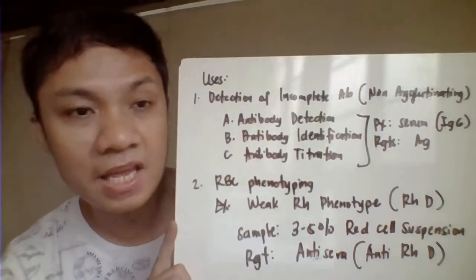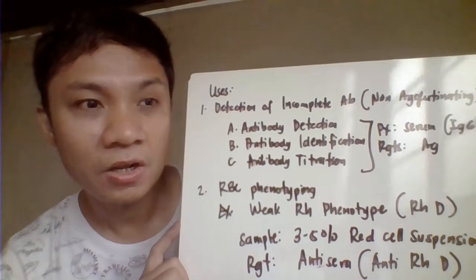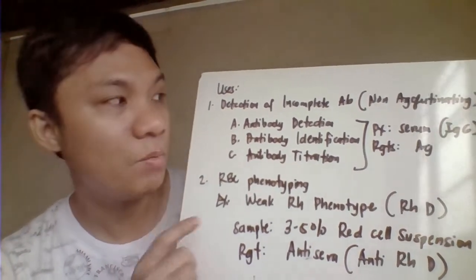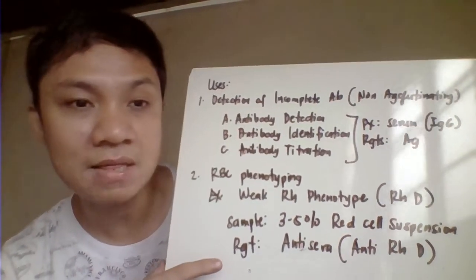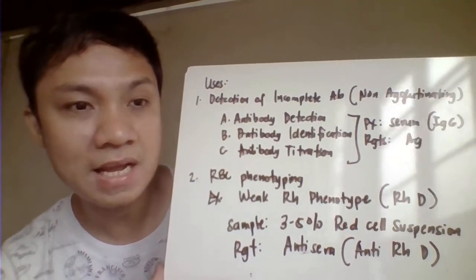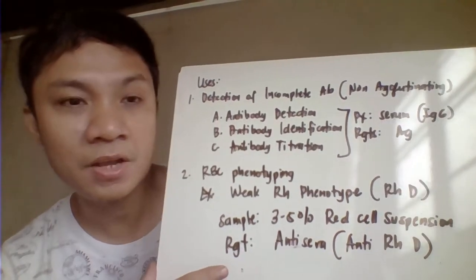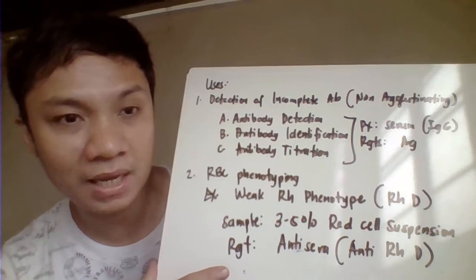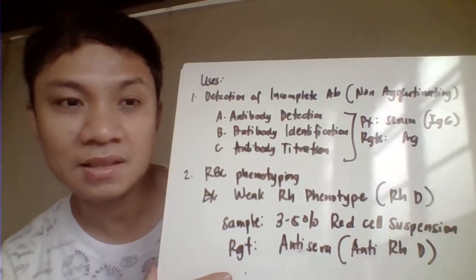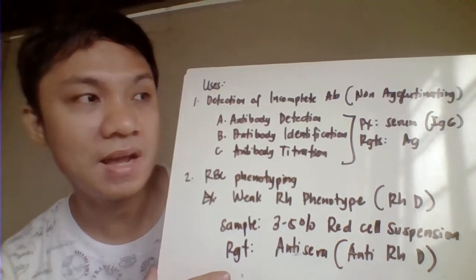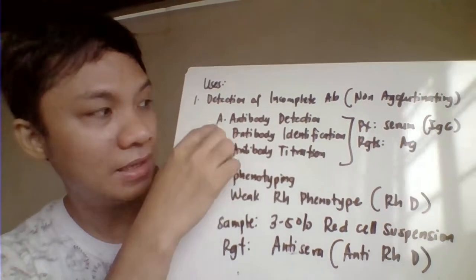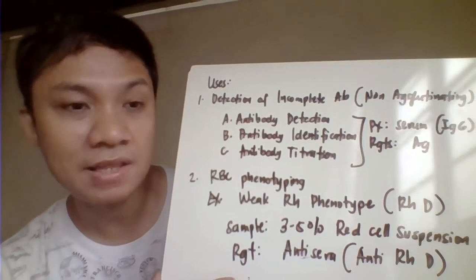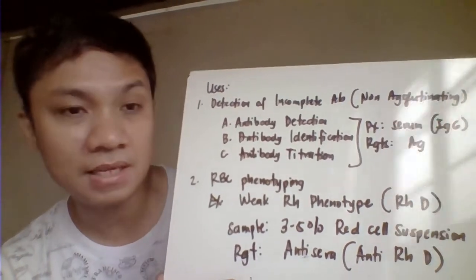Okay, for the application of your indirect anti-globulin test for detection of in vitro sensitization, number one, for detection of your incomplete antibodies or non-agglutinating antibodies. So, meaning you are detecting antibodies, only that the antibody reaction is very, very weak. So to enhance that visualization, you perform your indirect anti-globulin test. For example, antibody detection, antibody identification, antibody panel identification, antibody titration.